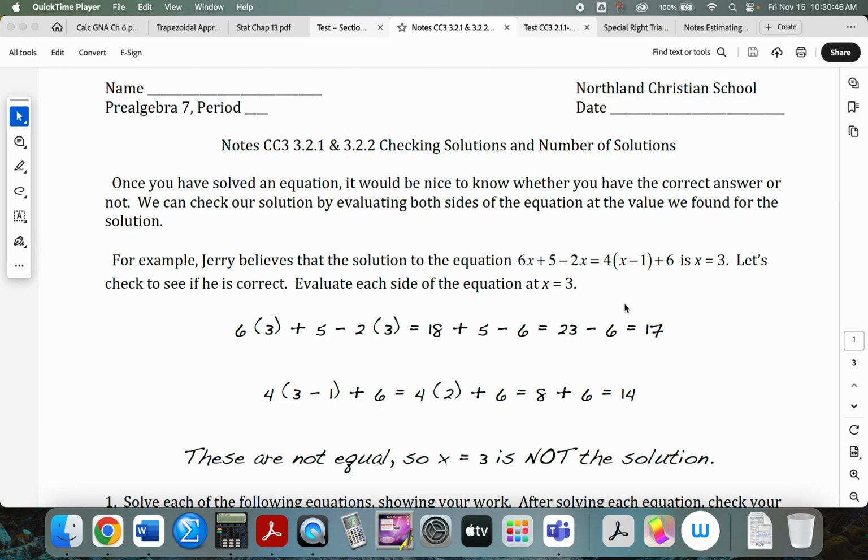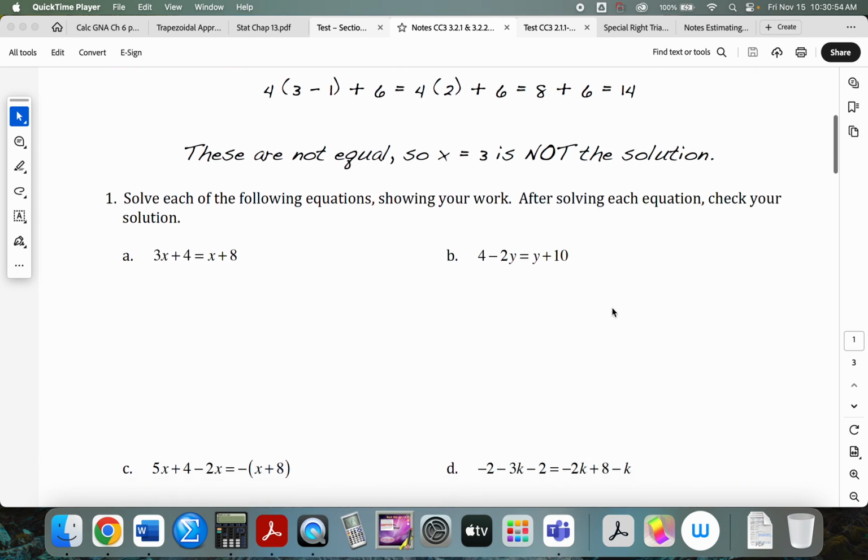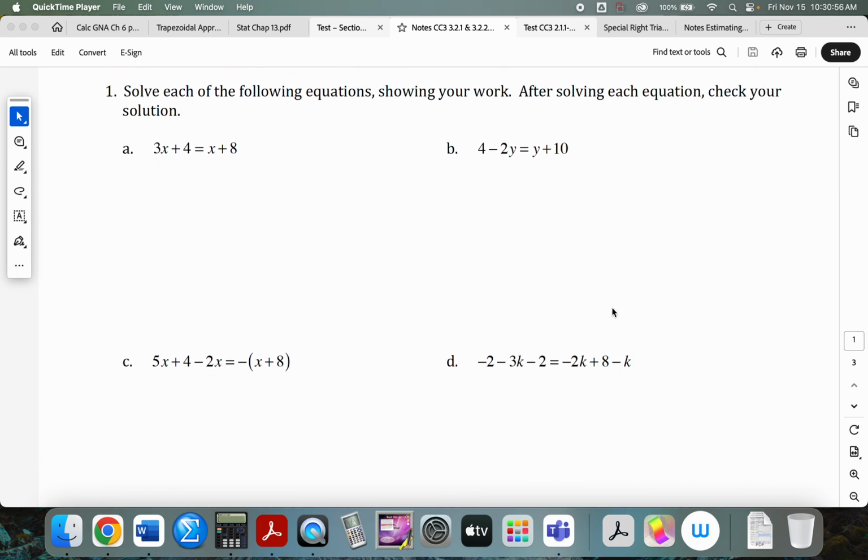So you can always check whether your answer is correct or not if you can evaluate the expression at the value you have found. So let's go through these and solve the equation. And then after we're done solving, we'll check.